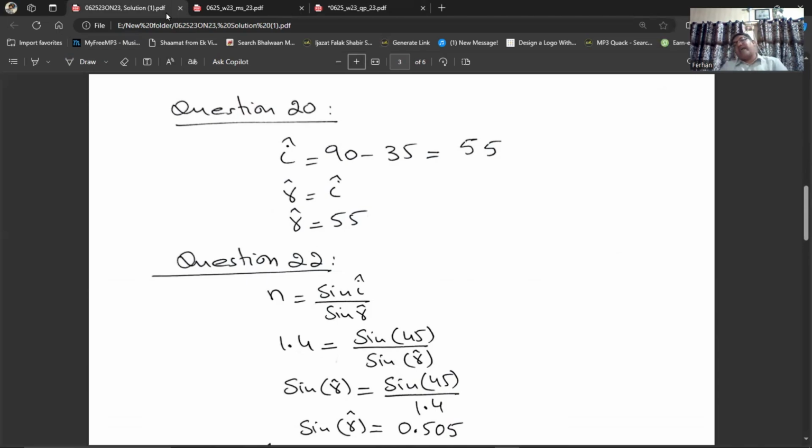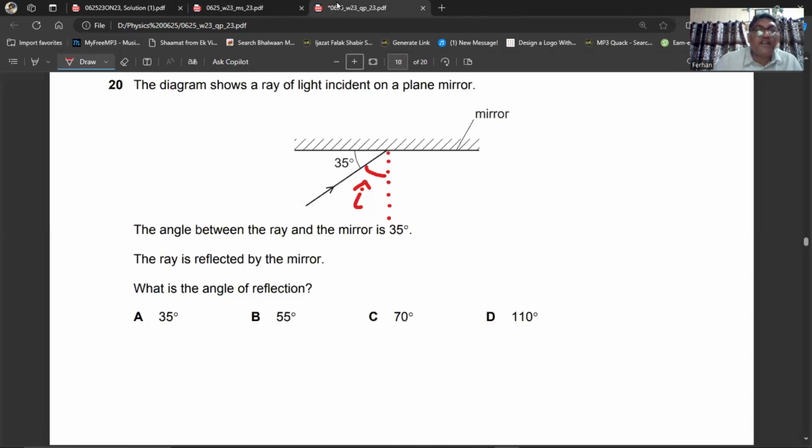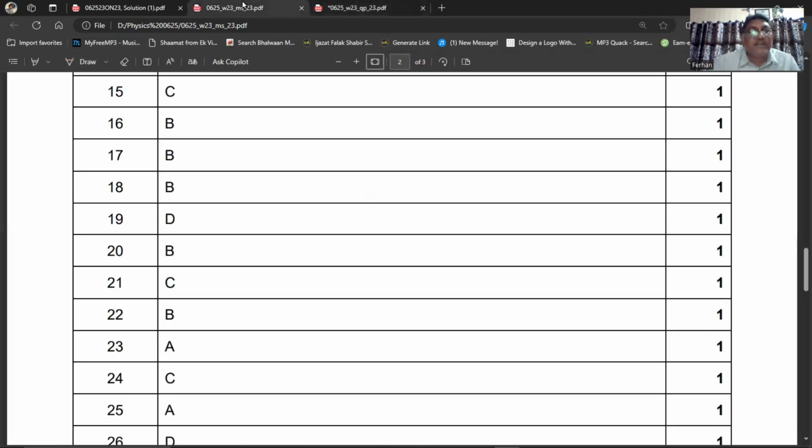You know, the angle of reflection and angle of incidence are equal to each other. So if the angle of incidence is 55, the angle of reflection will also be 55. So I think B is the option. Question number 20, B is the right option, sir.